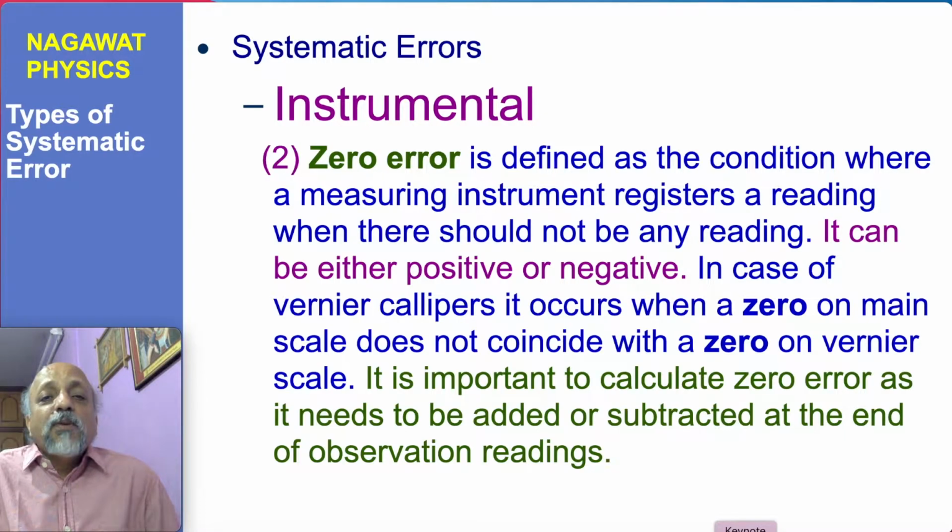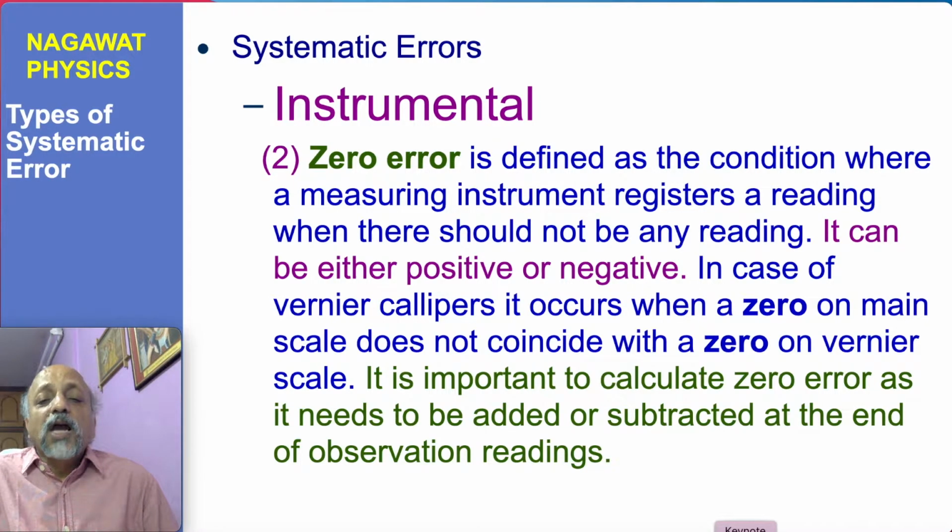The second type of systematic error under the category instrumental is the zero error. Zero error is defined as the condition where a measuring instrument registers a reading where there should be no reading at all. So, corresponding to zero reading, when the standard or true value is 0 but the measured value is non-zero, it amounts to a zero error. It can be both positive as well as negative in different cases.